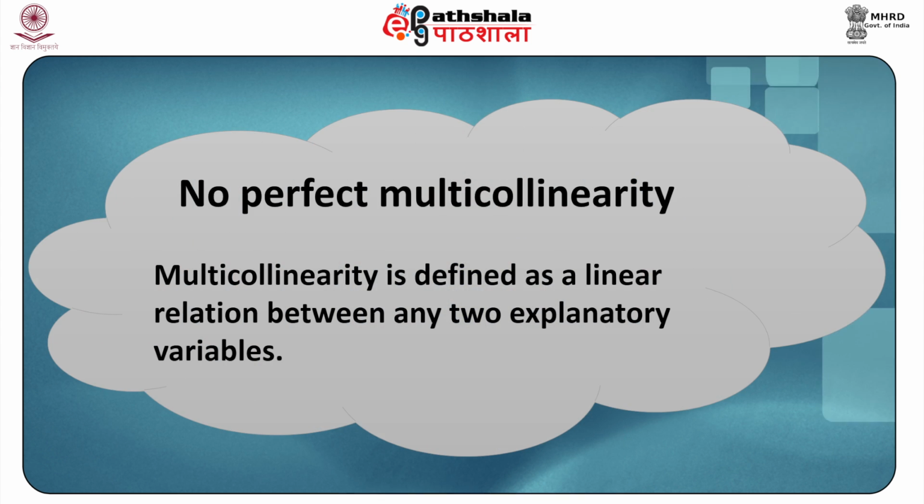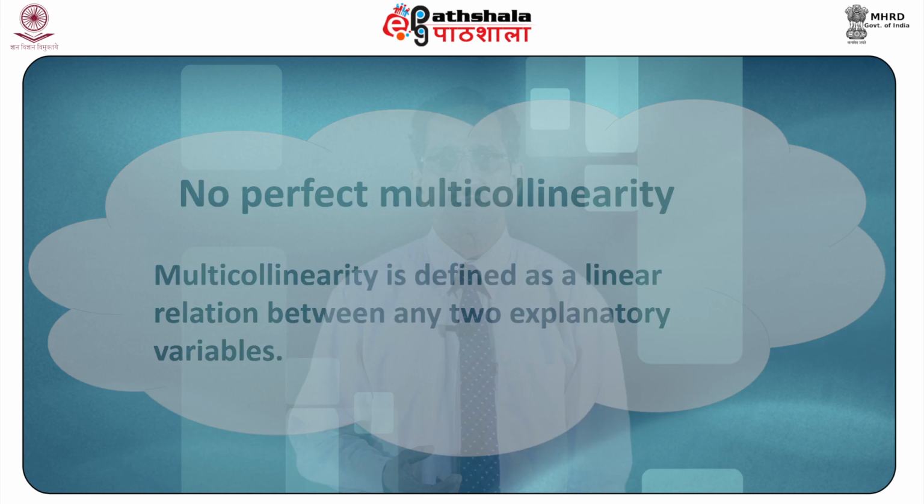I am sure I can remind you, we have said earlier the model has two parts. The first part, which is related to x, is the deterministic part, and the second part related to mu i is the stochastic part. Next, assumption 4 of no perfect multicollinearity. What is multicollinearity and why is this assumption made? Multicollinearity is defined as a linear relation between any two explanatory variables.